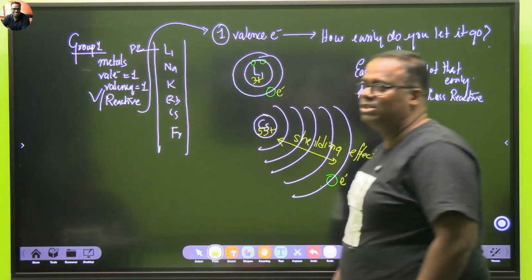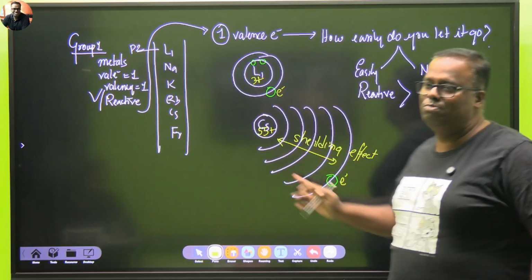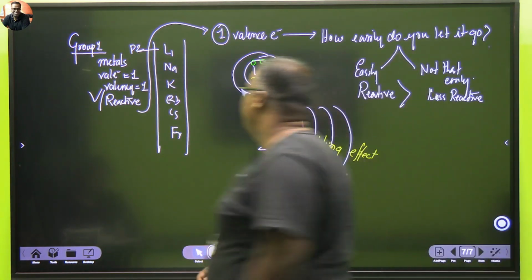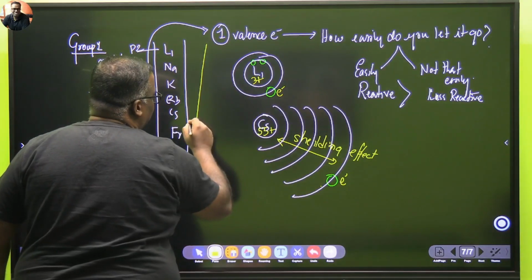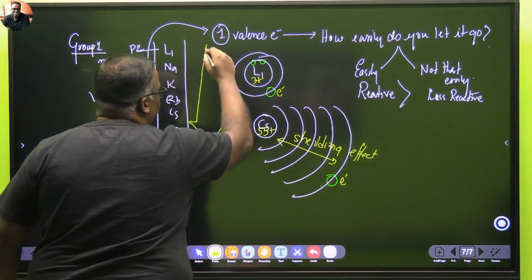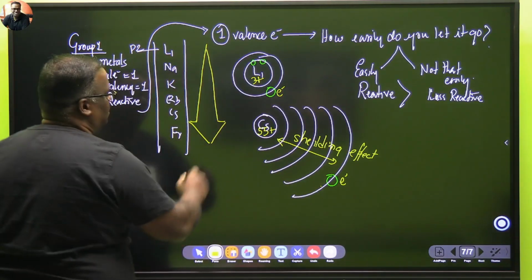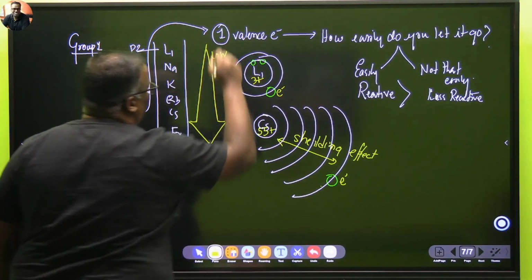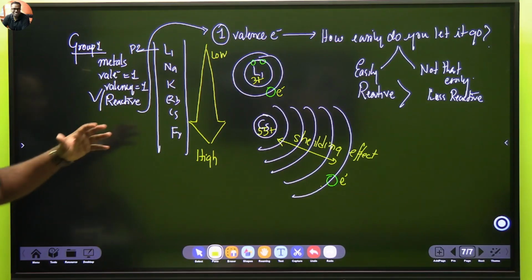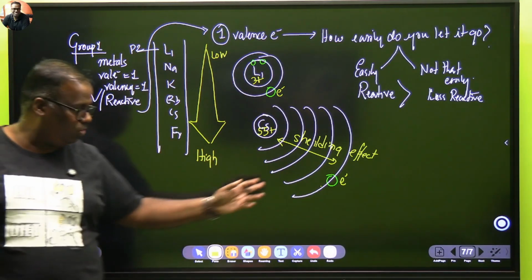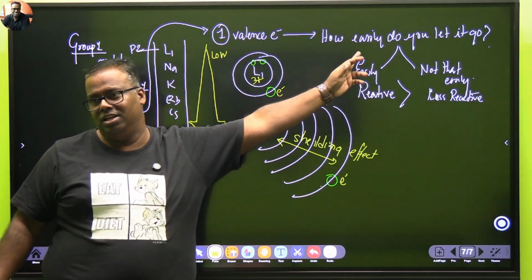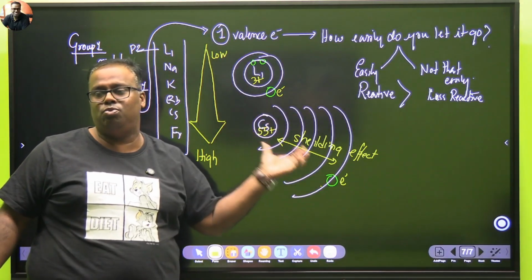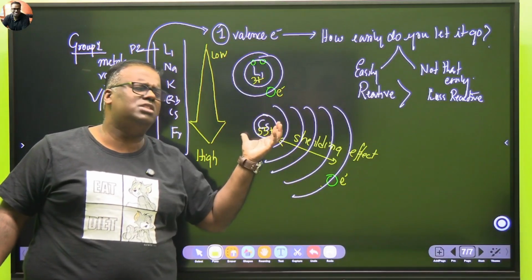As a result, now you tell me, whose electron will be lost more easily? Cesium's electron will be lost more easily. Therefore, we say that the metal's reactivity increases as you go down the group. This is high and this is low. Did you understand this logic? If reactivity is to be high, then this electron should go easily. You might say, sir, this electron is under the influence of so many positive charges. Why will it get lost? These positive charges are of no use.